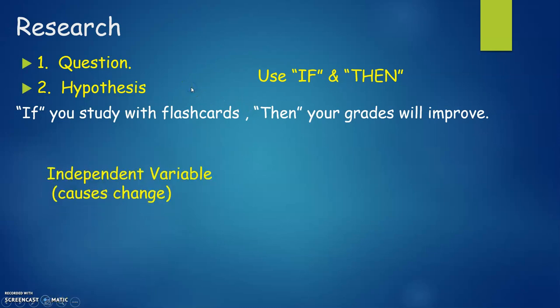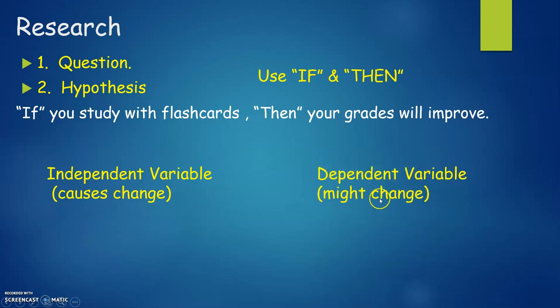Now, one of the things we need to know about a hypothesis is there is an independent variable which causes change, and then there is a dependent variable. It might change. You need to know these two terms. Now, independent variable causes change. I'm going to tell you a little secret. The independent variable will always follow the word if.